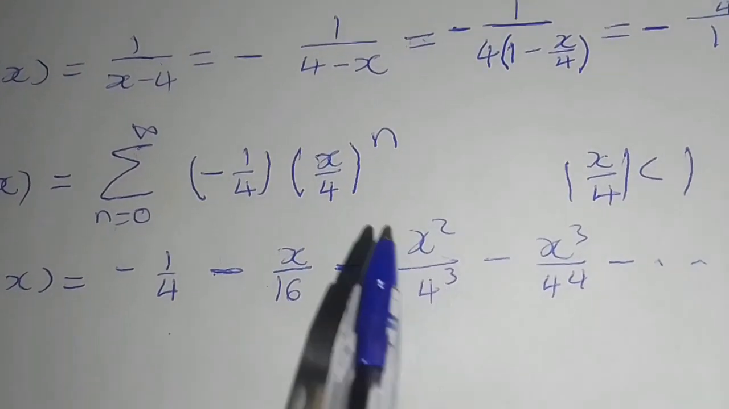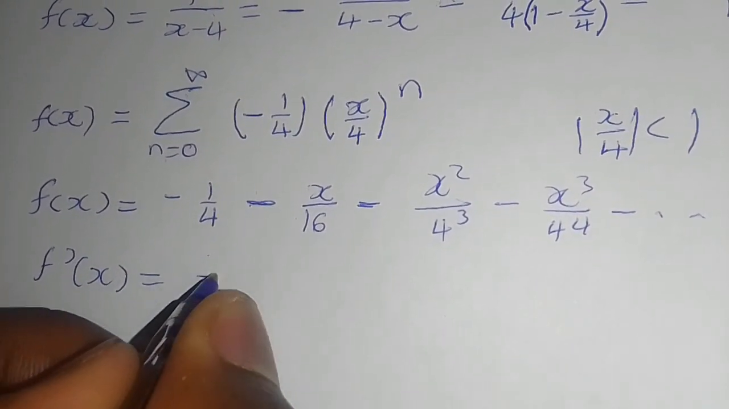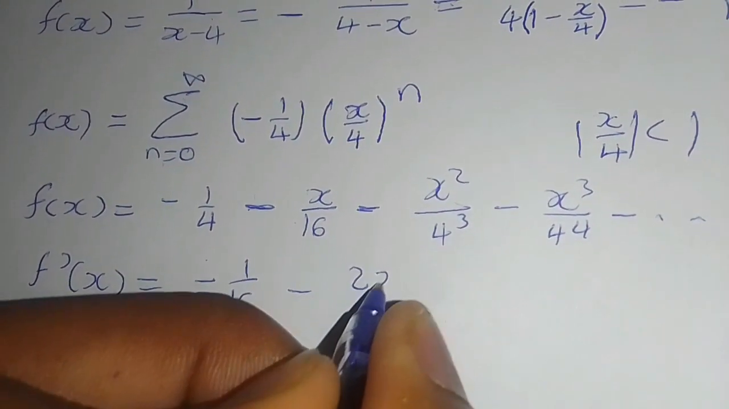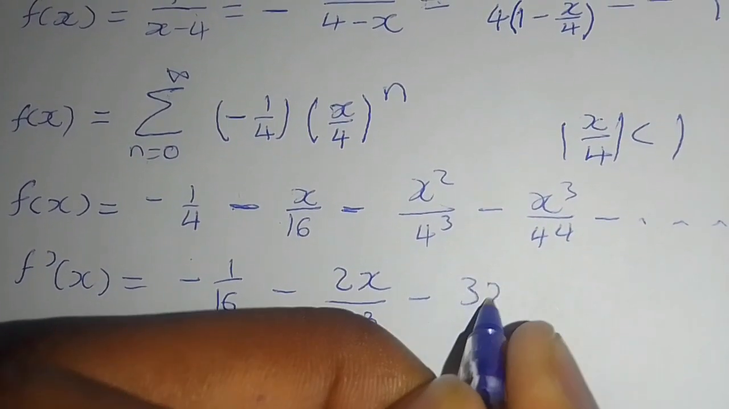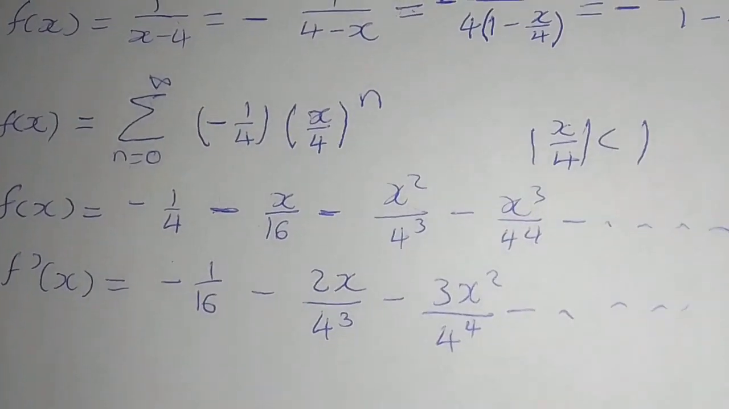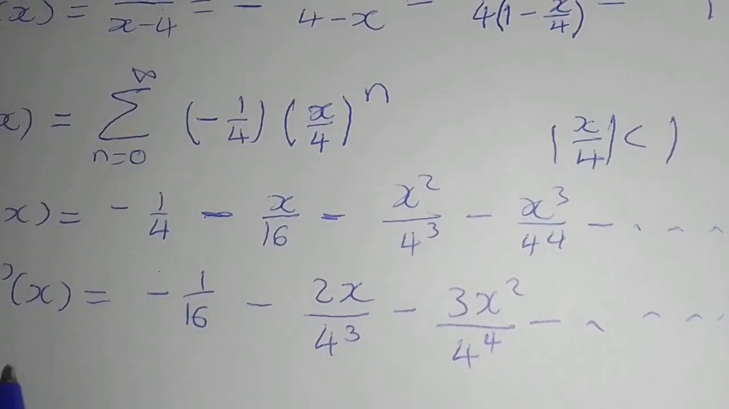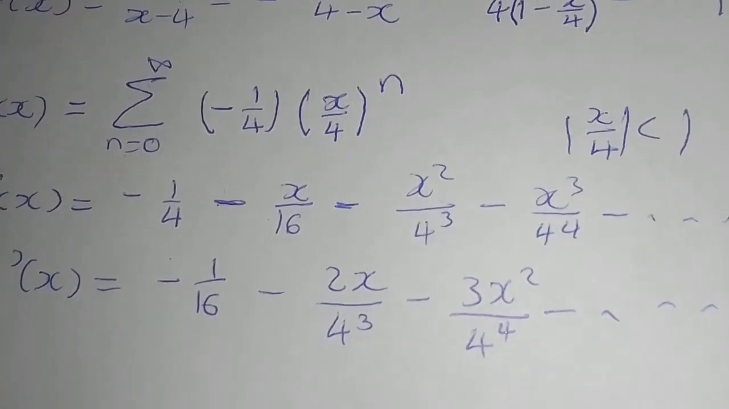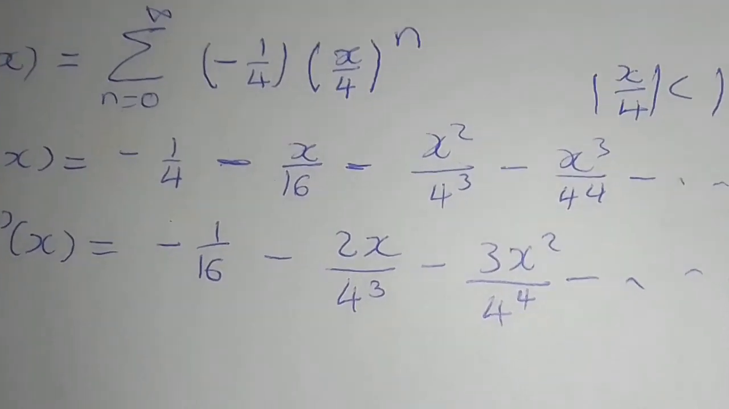Because now if you take the first derivative of that, you're just basically going to have minus 1 over 16, minus 2x over 4 cubed, minus 3x squared over 4 to the 4th, minus that, and the other derivative. And if you plug in 0, notice something. If you plug in 0 here, notice that every other term will go to 0 except the first one, right? You see that? Except the first one. So now we can basically think of it like this.